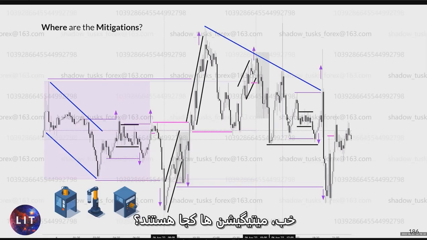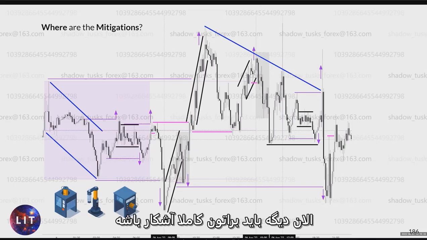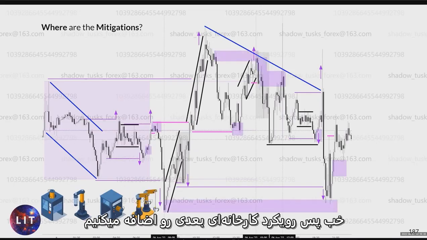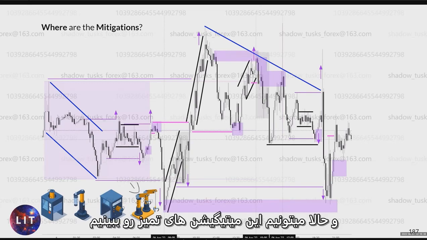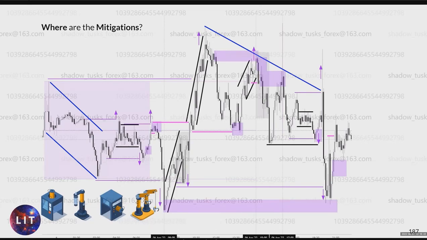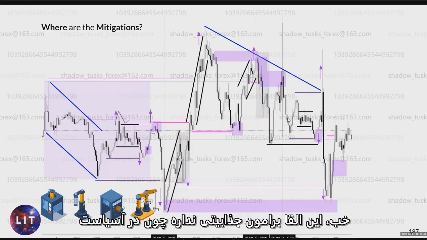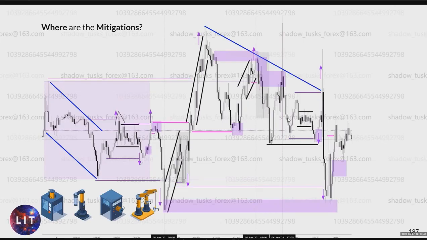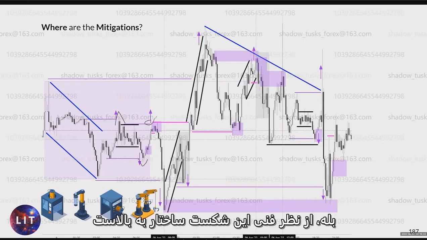So let's see next factory approach, which is, of course, the mitigations. So where are the mitigations? It should be very, very clean to you right now. Okay, so we're adding the next factory approach. Boom. And we can see now these clean mitigations, right? So this inducement, of course, we're not interested in this in London, in Asia, of course, right? And inducement low. Technically, yes, break of structure high, right?